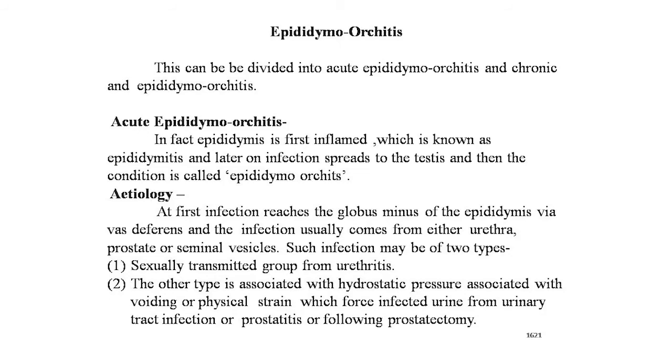And the second etiology is the other type associated with hydrostatic pressure associated with voiding or physical strain, which forces infected urine from urinary tract infection or prostatitis or following prostatectomy or following prolonged catheterization through urethra or prostate via ejaculatory ducts and the vas deferens to the epididymis.